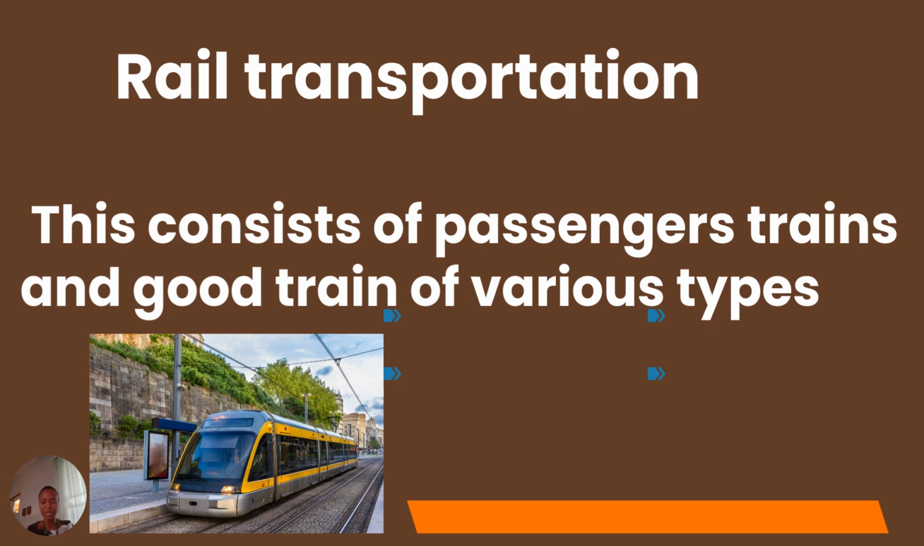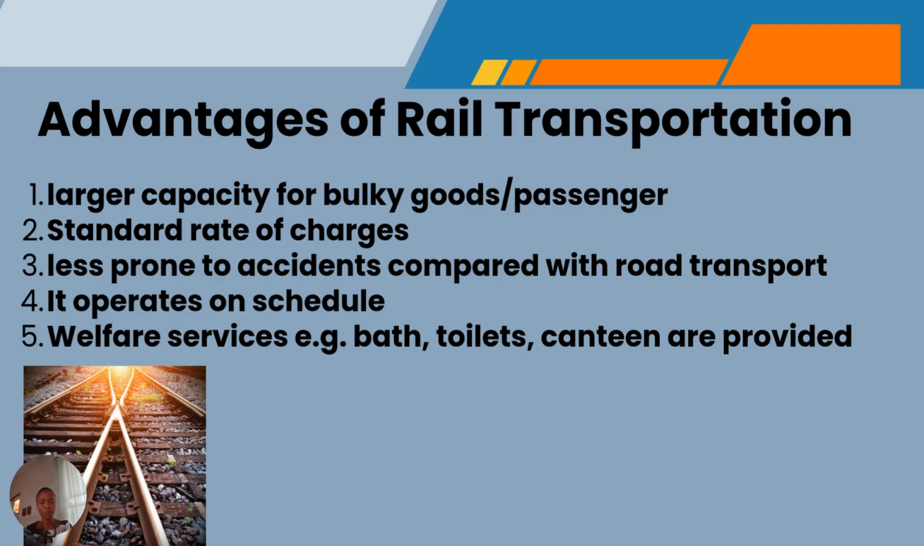So we are going to look at the advantages of rail transportation. One, larger capacity for bulky goods and passengers. It can convey more than the road. It has a very large capacity. Two, standard rate of charges. It is cheaper compared to road transportation. It is affordable by anyone. Three, less prone to accident compared with road transport.